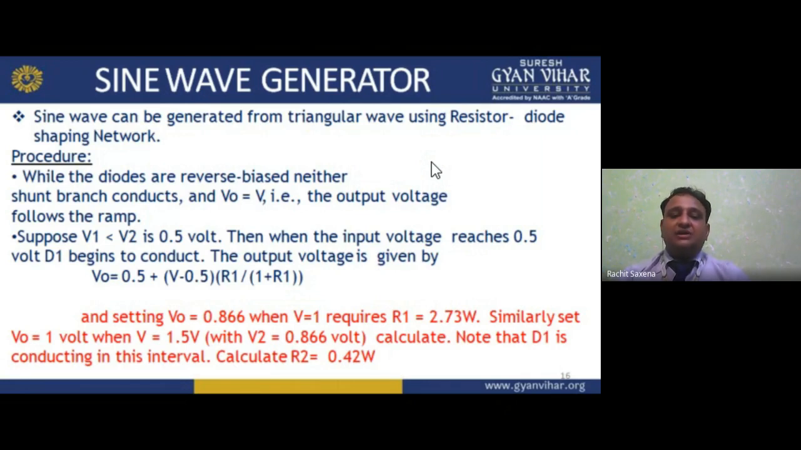Shunt branches conduct and V naught equals V. Okay, that is, V naught equals V. We can see it like this. It is similar to that one. I hope you understand. Suppose V1 is less than V2, which is 0.5 volt. Then when the input voltage reaches 0.5 volt, D1 begins to conduct. The output voltage is given by this equation: V naught equals 0.5 plus (V minus 0.5) R1 upon (R1 plus R1). And these are the setting conditions.